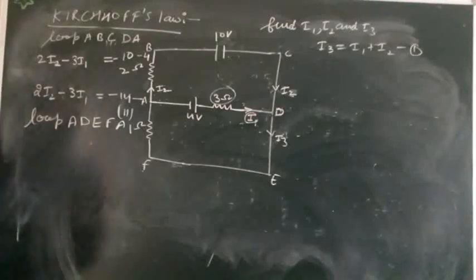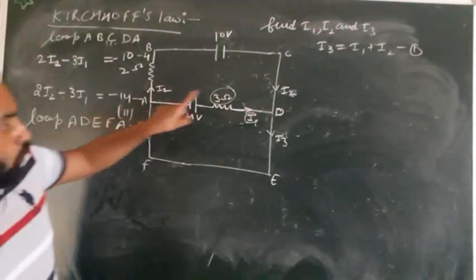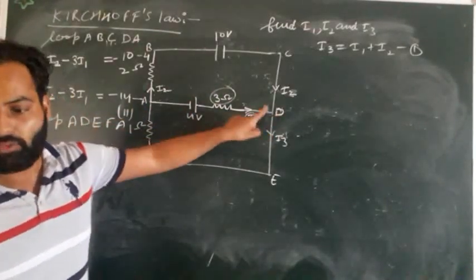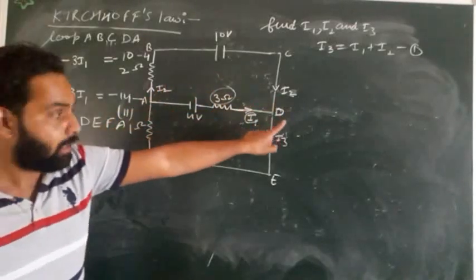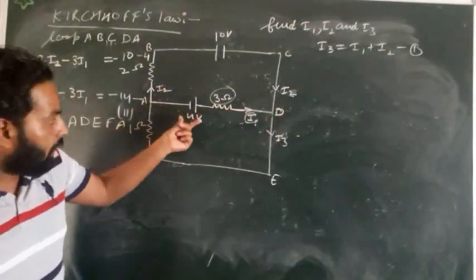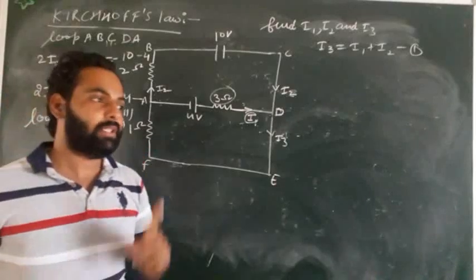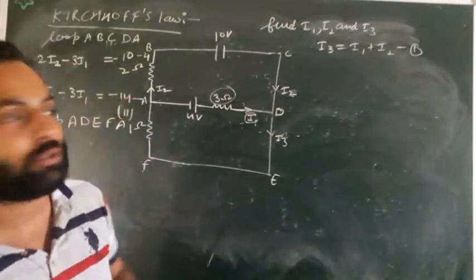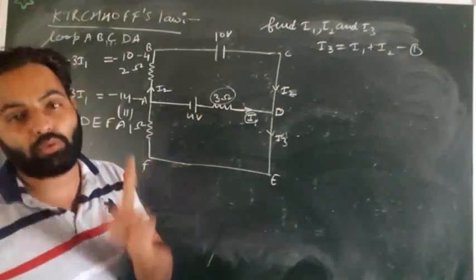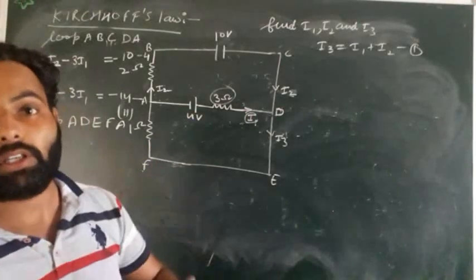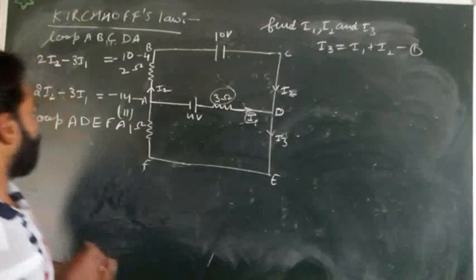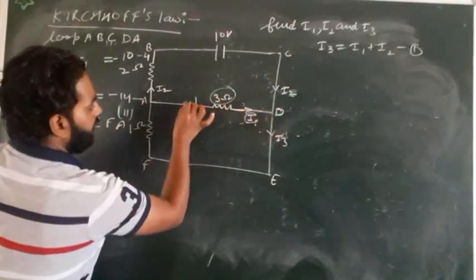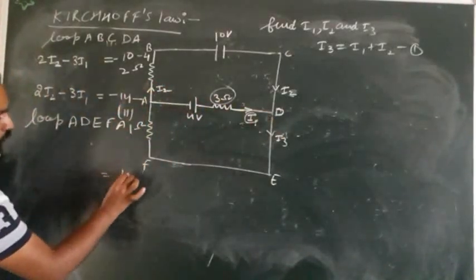So now, when we move from A to D, your loop hits the negative terminal. So whenever your loop hits the negative terminal of any cell, write the EMF of that cell as positive, on the right hand side. So first you move from A to D, hit the negative, so that is equal to 4.